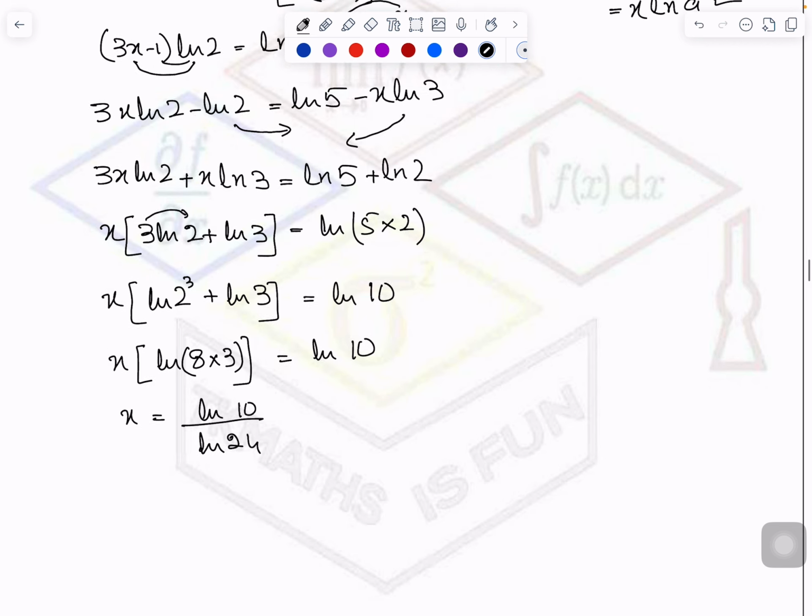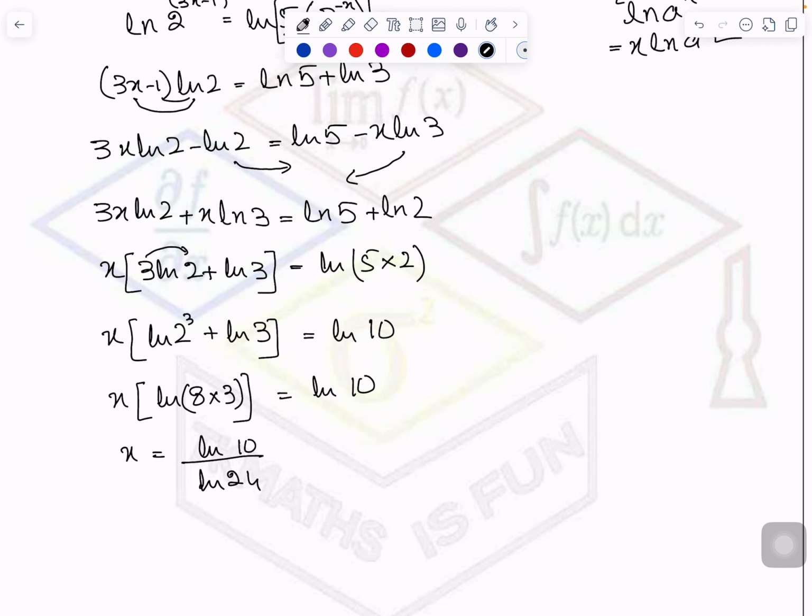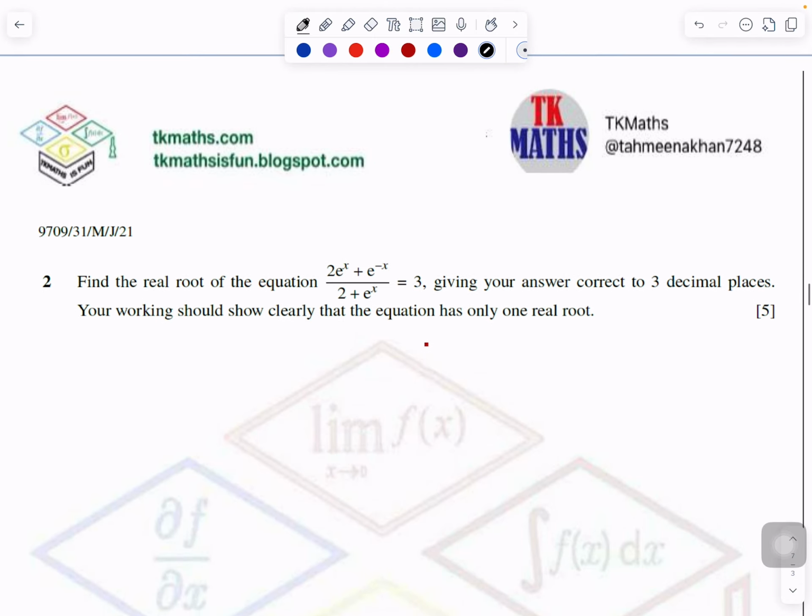So I hope you understood this. If you have any query, you can write in the comment and I would love to explain it to you. Now let's see the next question.